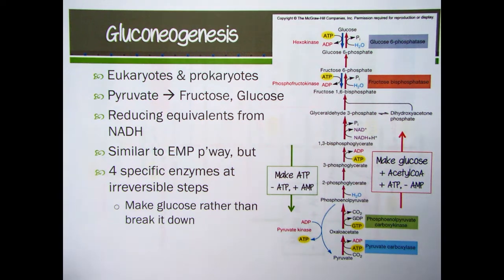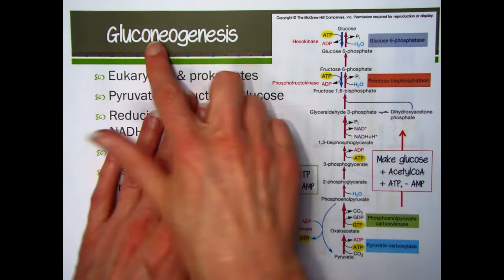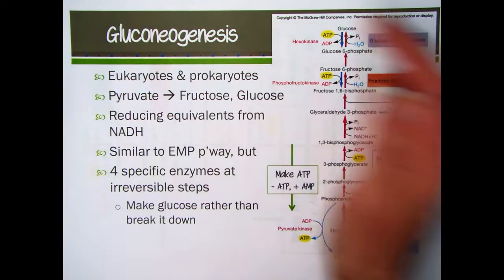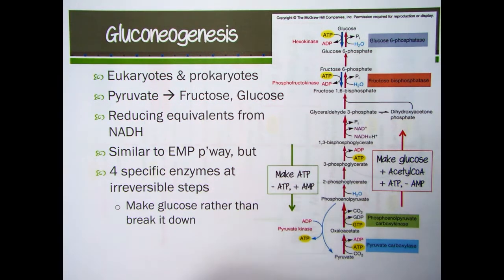All right, this video will cover gluconeogenesis. So gluconeogenesis, as you maybe would have guessed, is making glucose from scratch, right? So neo is new, genesis is making stuff. So gluconeogenesis is making glucose from scratch.